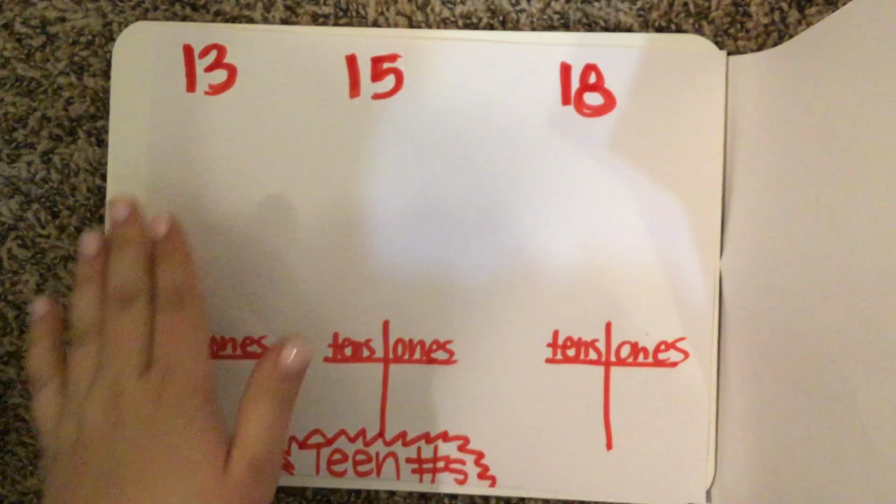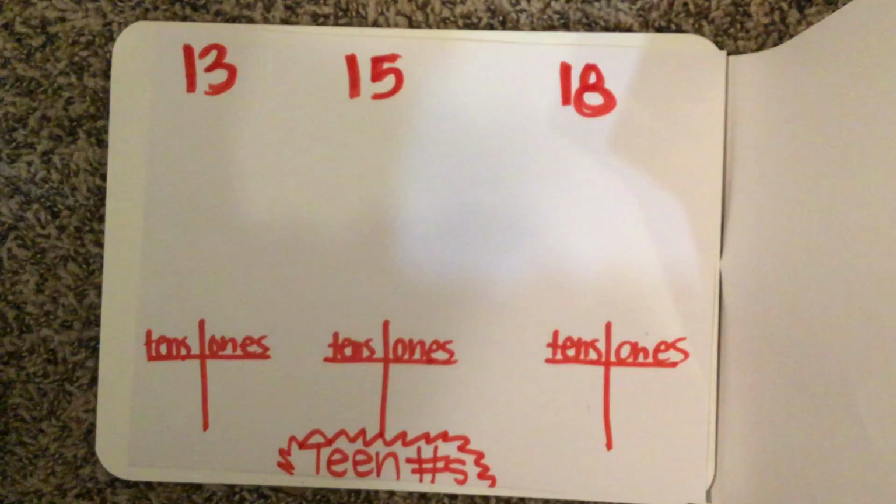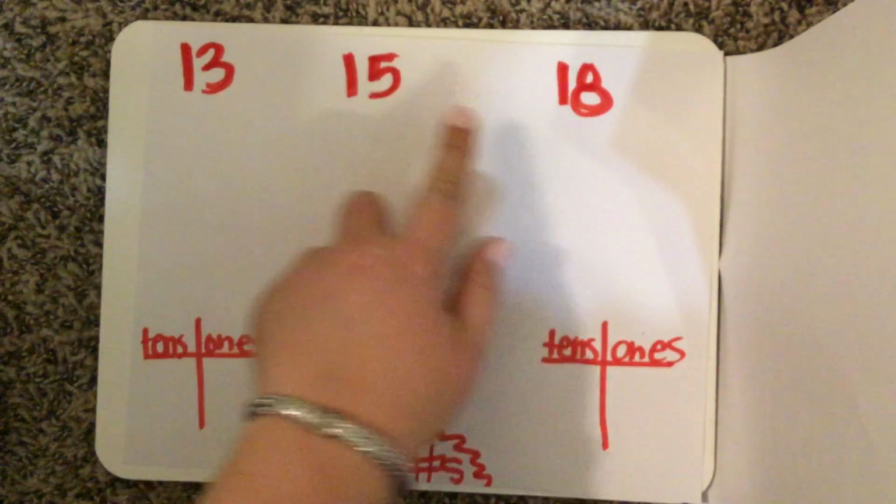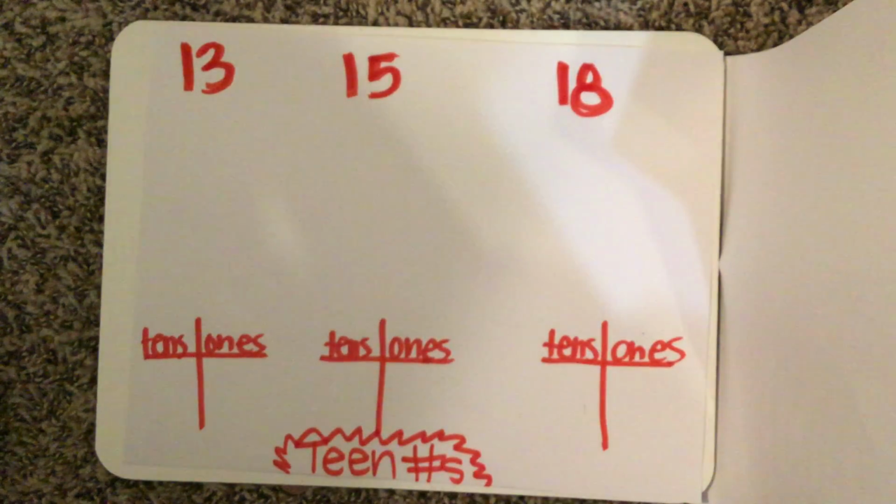Let's look at these numbers across the top. What do all of these numbers have in common? Or how are they similar? If you said they have a 1, you're correct. They all have a 1. But in what spot is the 1 located? In the tens or in the ones? If you said the tens, you are right.